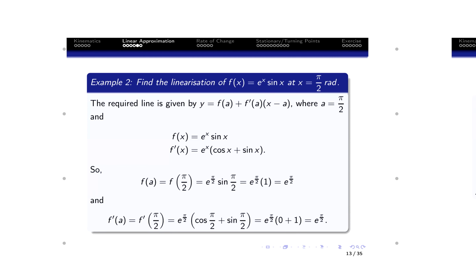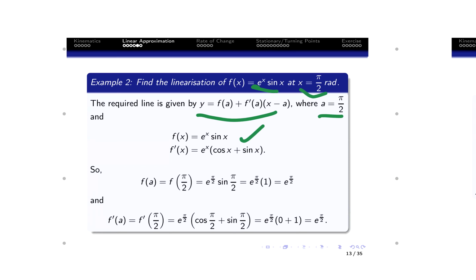So find the linearization of f of x equals e raised to power x sine x at x equals pi over 2 in radians. So again, this is what we always invoke. The required line is given by y equals f of a plus f prime of a into x minus a, where a now is pi over 2. So f of x is e raised to x sine x. So if you differentiate that now, you have to use quotient rule.